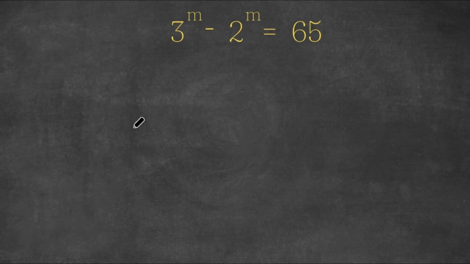In today's video, I'm going to be teaching you guys how to solve this exponential equation. So I have 3 to the power of m minus 2 to the power of m is equal to 65. So what I'm first going to do is rewrite this as 3 to the power of m to the power of 2 over 2. And 2 over 2 is simply just 1, so we have 3 to the power of m to the power of 1, which is the same thing as 3 to the power of m. So I'm not making any major changes here.